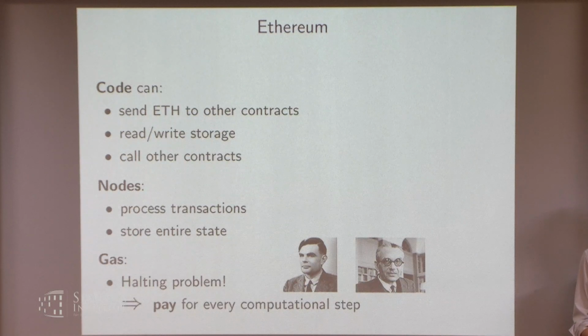That would be bad. And the way this is solved is that you just pay them. Basically, anytime you want the miners to do something, you pay them. So for every computation step that your smart contract makes the miners work, you give them a small amount of what is called gas.